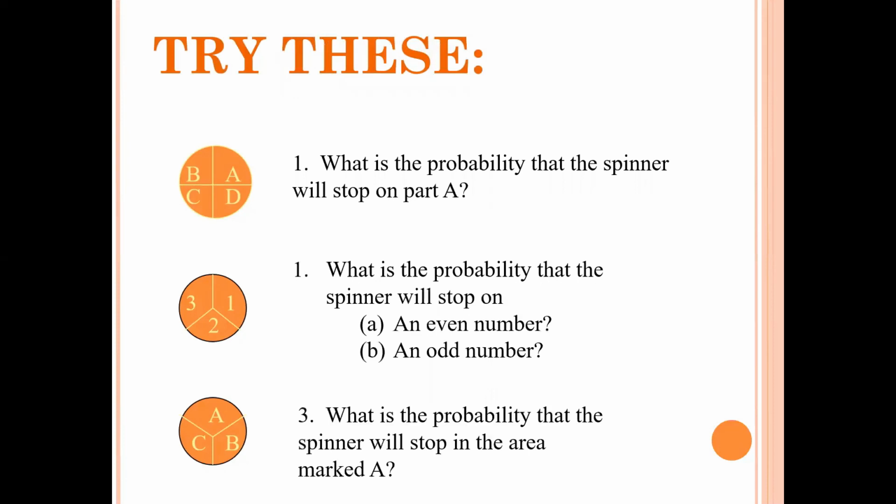Now here are some questions for all of you to try. This is the first question. Look at the first diagram that's been given. What is the probability that the spinner will stop on part A? The second question is, corresponding to the second diagram, what is the probability that the spinner will stop on an even number or on an odd number? And third, what is the probability that the spinner will stop in the area marked A? That is for the third diagram.